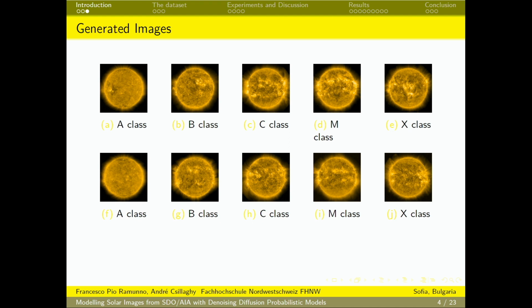Here you have an overview of the generated images. So we are able to generate, for example, A-class images. These are all generated. These are not true data. And now I will show you how we can arrive to this point.